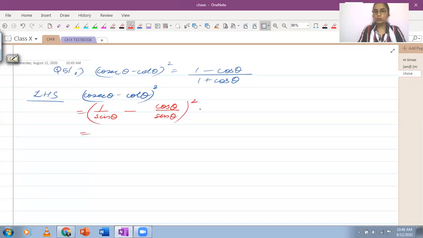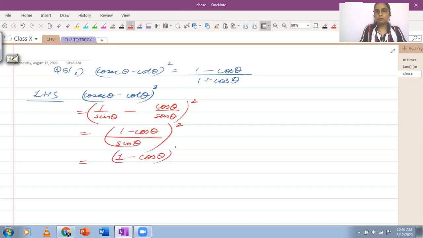So I will ignore the square for the time being. Like I'll just carry it along till I simplify my bracket. So let's just take LCM inside the bracket. And then I'm going to use this square. So in the numerator, I get this binomial square. In the denominator, I will get sine square theta.